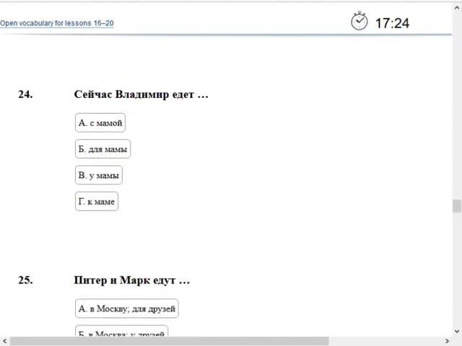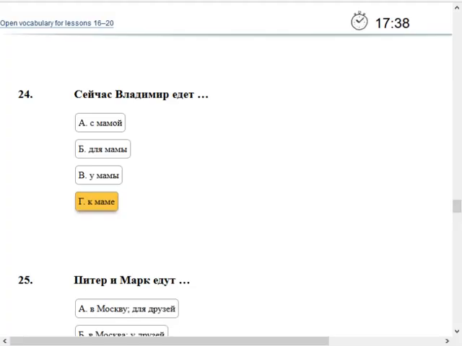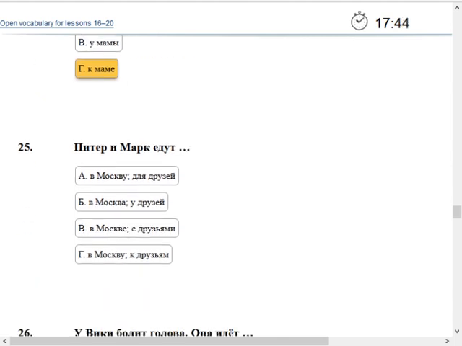Сейчас Vladimir едет. So today Vladimir went to mom. Again, like he went to mom's place. So again, that's к маме. And again, mama becomes mamye in the dative case. But for this particular test question, if you know that it's ka, then you don't really need to worry about how to format mama, because there's only one option for ka.